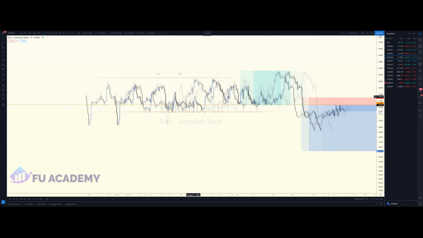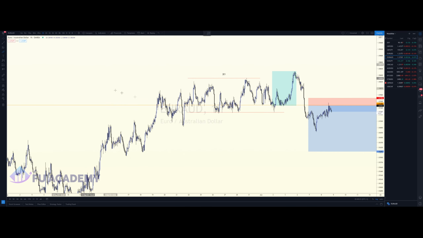So clearing the high. What we had was a consolidation, liquidity being built up on the upside and the downside. Manipulate to the downside, and then we trend.